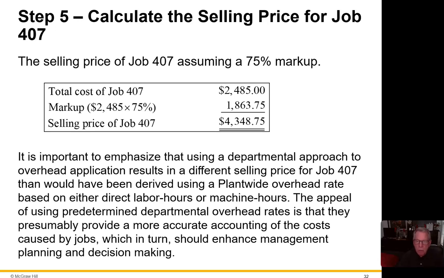It's important to emphasize that using this departmental approach to overhead application results in a different selling price for 407 than would have been derived using a plant-wide overhead rate based on either direct labor hours or machine hours. The appeal of using the predetermined departmental overhead rates is that they presumably provide more accurate accounting of the costs caused by the jobs, which in turn should enhance management's planning and decision making. That, of course, assumes that it's worth the trouble of doing that extra calculation for increased accuracy. Is it worth the extra trouble? And of course, in this example, it clearly was.